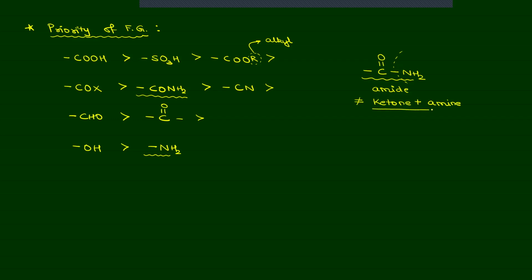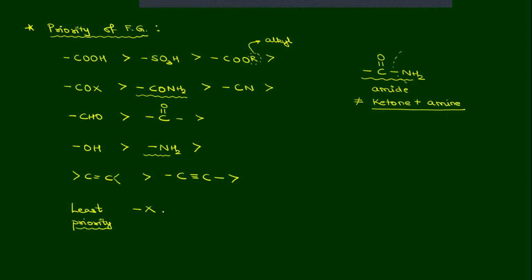Am I clear on this? Yes, sir. Then you have a double bond carbon, alkenes, and triple bond carbon, alkynes. Then you have some functional groups which have the lowest priority in the order. These are X.